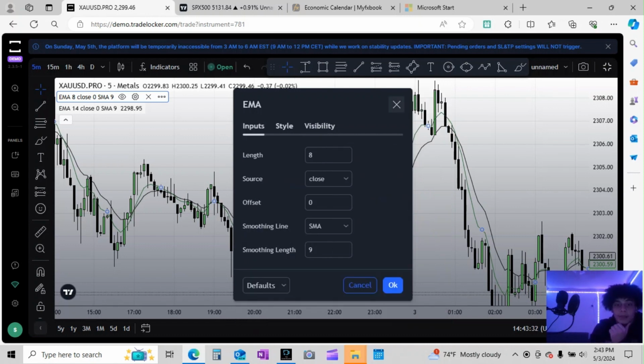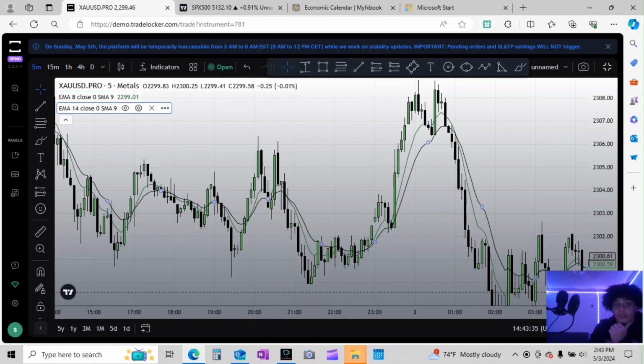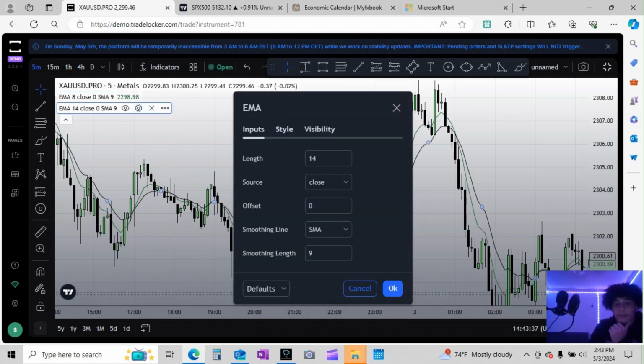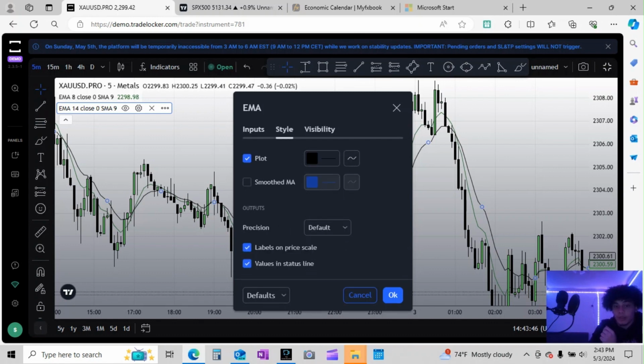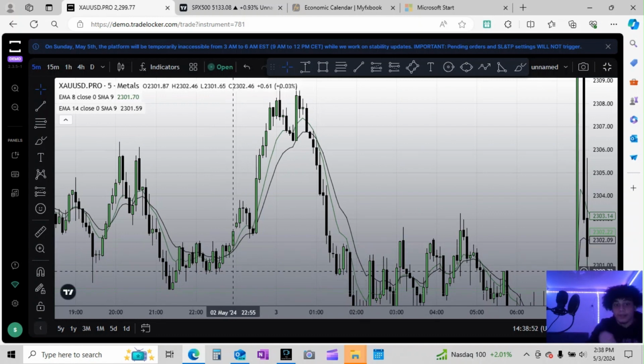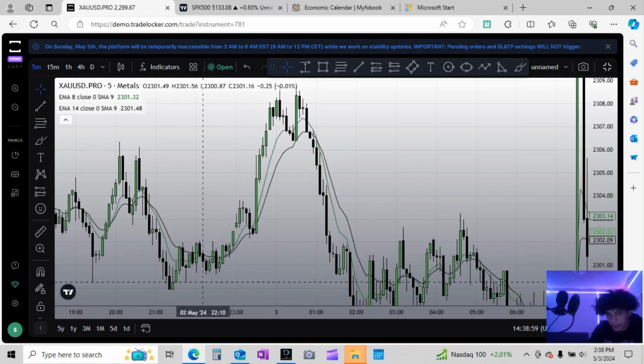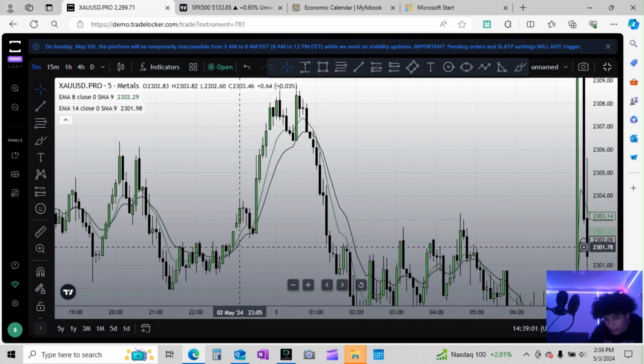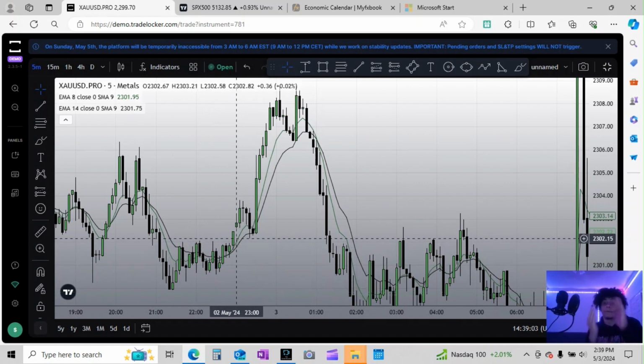From there, you go to your second one and do the same thing, but make the length 14. And then copy everything else you see on here. Again, you could choose whatever color you want. So price is slightly moving upwards, but it's not really giving you enough confluence that it's going to start buying. You feel me? Because it's just been consolidating until you see black at the bottom and green at the top, because it flipped.